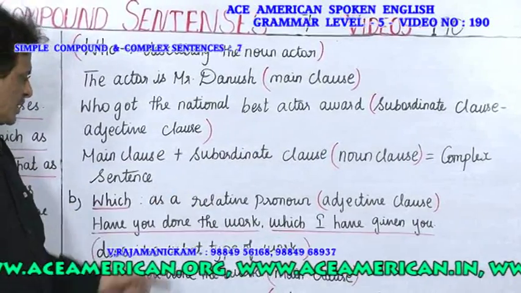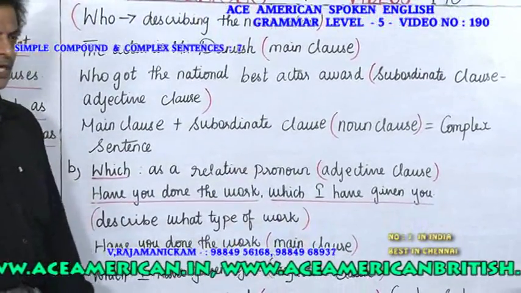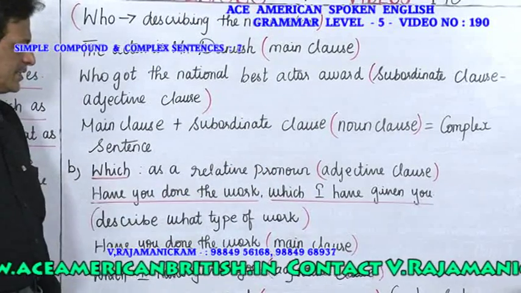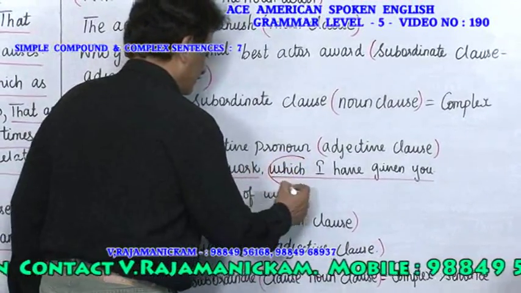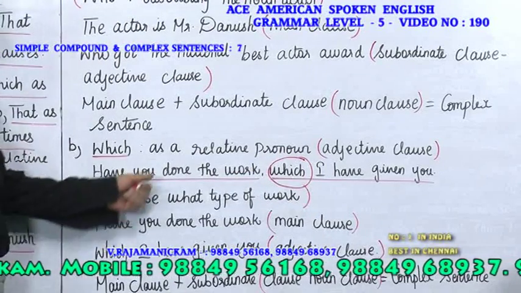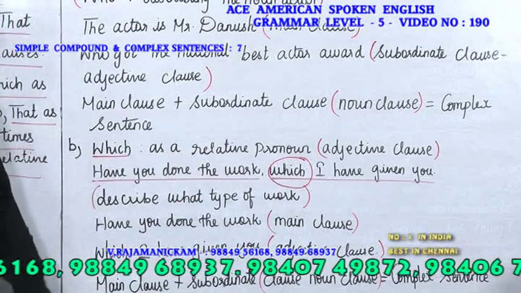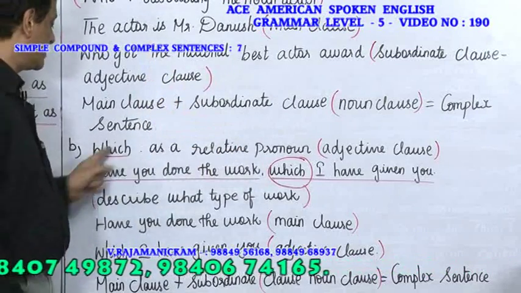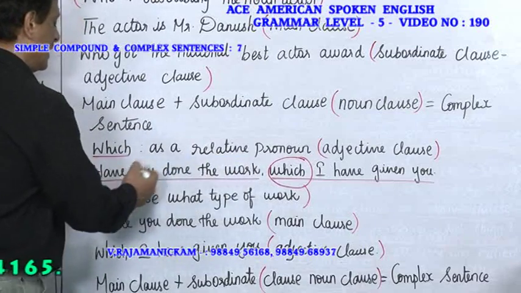Which as a relative pronoun. You are starting which man. Okay. Have you done the work which I have given you? Have you done the work is the main sentence. Which I have given you. Which stands for what, sir? Anybody? Which stands for what? The work. Which stands for the work which I have given you. Which doesn't stand for only one thing. It describes the complete thing.